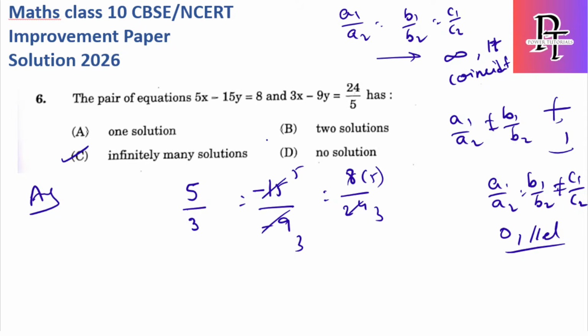Okay, maybe in some other set they can change the values, but the question will be a little similar. In their other set they might ask you for intersecting lines or unique solution kind of thing. We just have to check which criteria it belongs to. If a1 by a2 all three are equal, infinite, coincident. a1 by a2 is not equal to b1 by b2, intersecting. a1 by a2 is equal to b1 by b2, not equal to c1 by c2, those are parallel and zero solution. Okay, let's move to the seventh question.